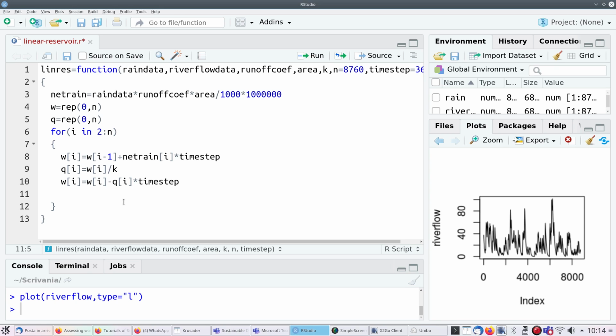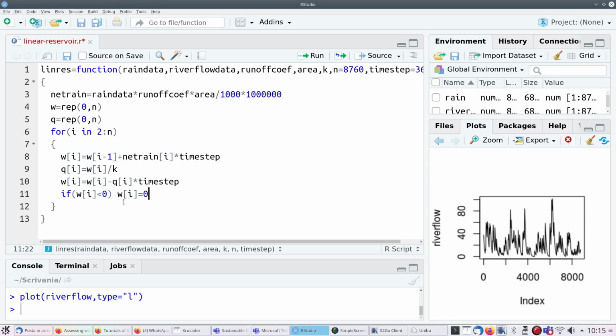The numerical approximation, according to the computation scheme that you see on the screen, may lead me to get negative values of storage. Suppose that because when you subtract the river flow, you may end up with a negative storage in the last instruction. So I have to write if square parenthesis W E is lower than zero, W E equals zero. This is an if instruction in only one line.